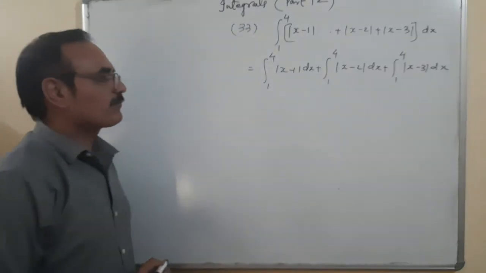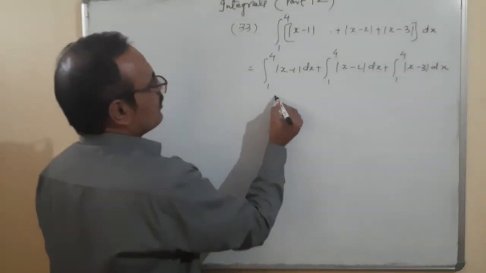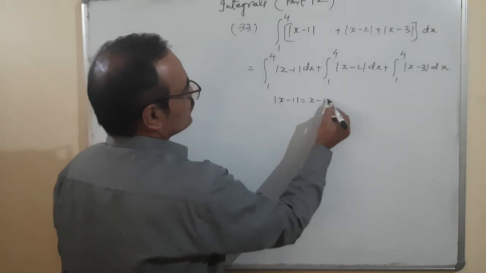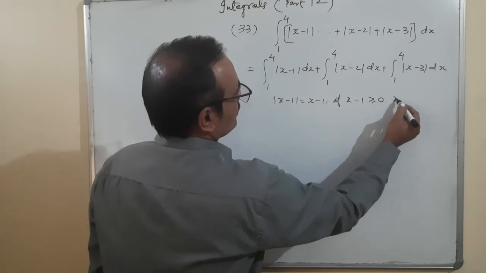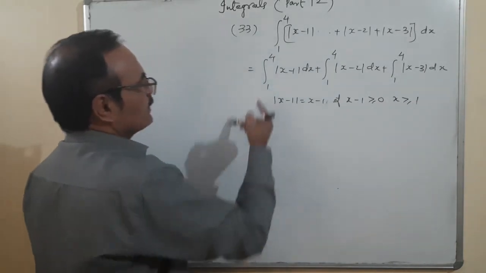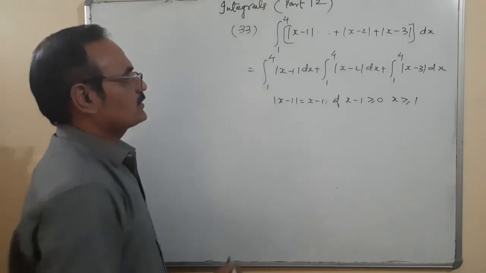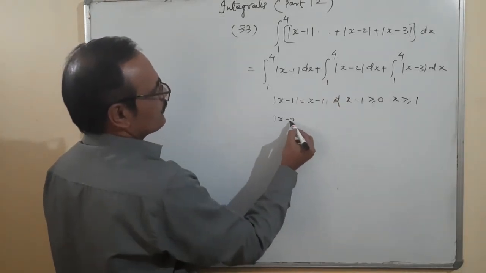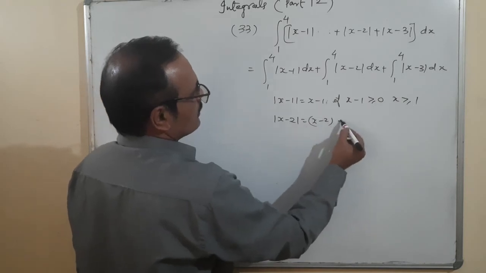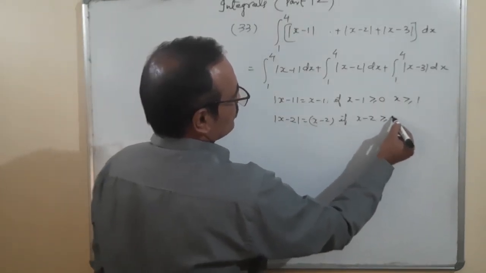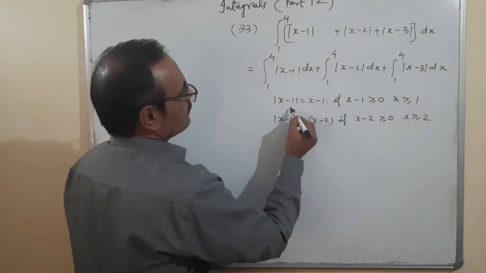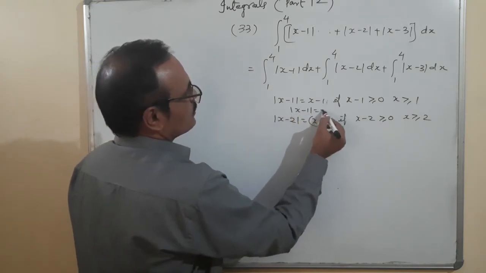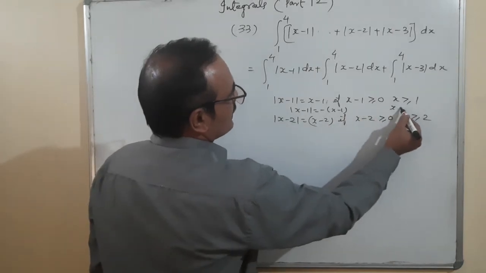Is it okay? The definition of mod says mod x minus 1 is equal to x minus 1 if x minus 1 is greater or equal to 0, therefore x is greater or equal to 1. So this term remains as it is, no change. Mod x minus 2 is equal to x minus 2 if x minus 2 is greater or equal to 0. That means x is greater or equal to 2. And the second term has a minus sign. This also we can write here: mod x minus 1 is equal to minus of x minus 1 if x is less than 1.